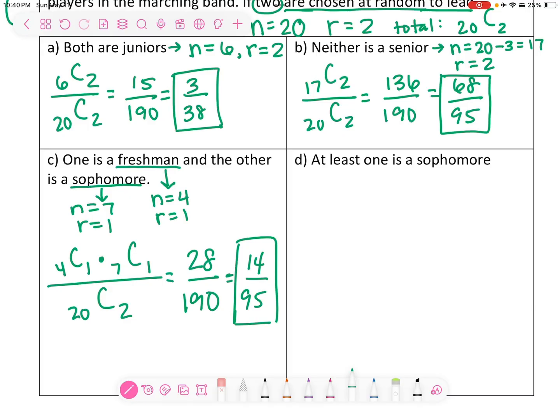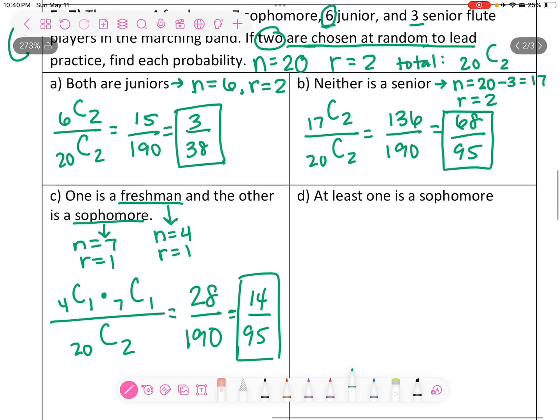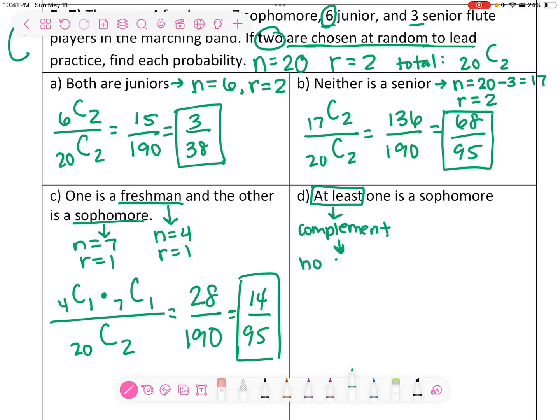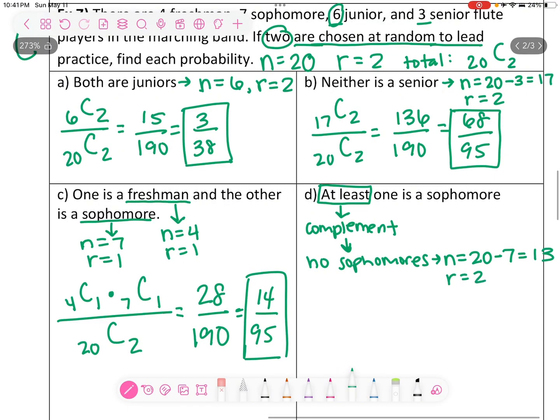All right, last one. At least one is a sophomore. So again, if you just try to go at it head on, it's confusing, because at least one is a sophomore means you can have 1 sophomore or you could have 2 sophomores. So then it gets complicated. But if you remember from what we did earlier in the notes, at least means we can easily use the complement of that. So the complement of at least 1 sophomore is no sophomores at all. Now that's going to look a lot like the scenario where we said neither is a senior, above. So no sophomores at all means everybody else, which is 20 minus the sophomores, which is 7 of them. So we're going to now use an N of 13. We're still choosing 2 no matter what, so R is 2.